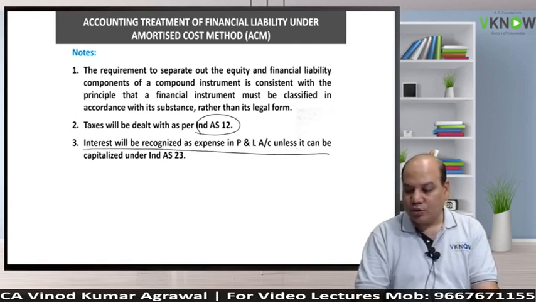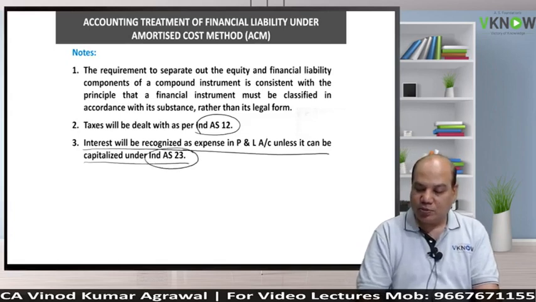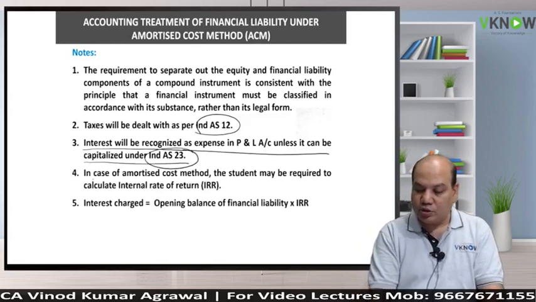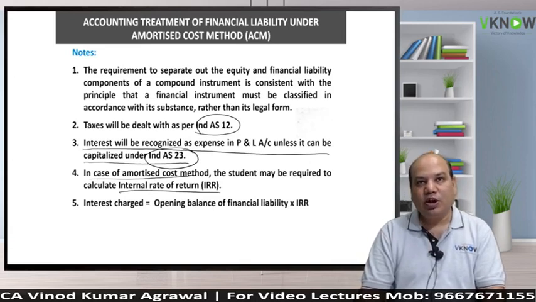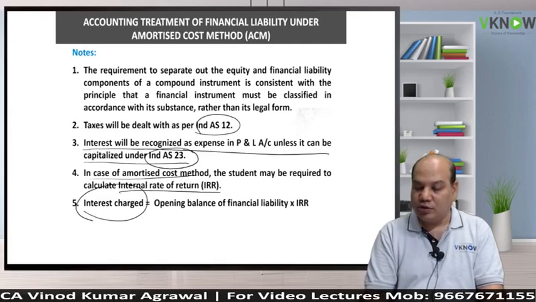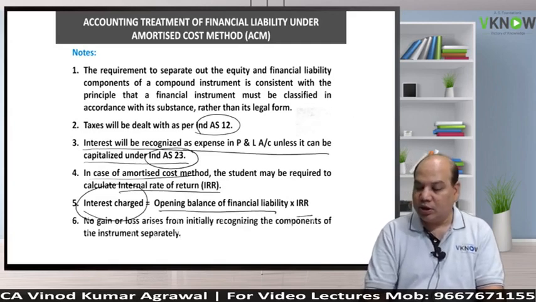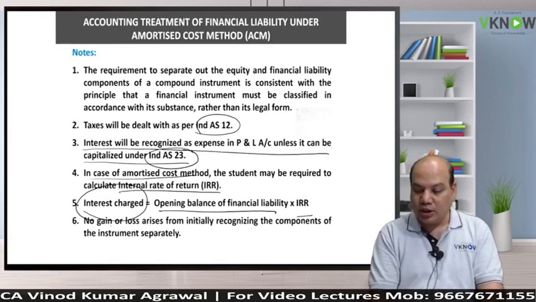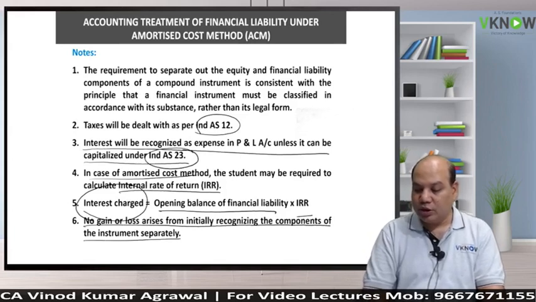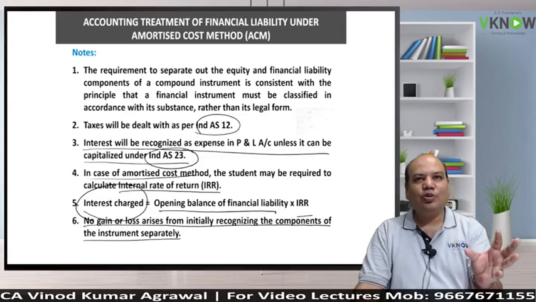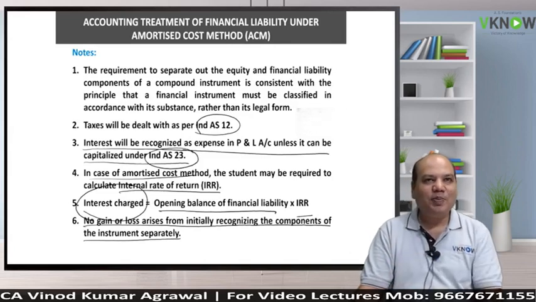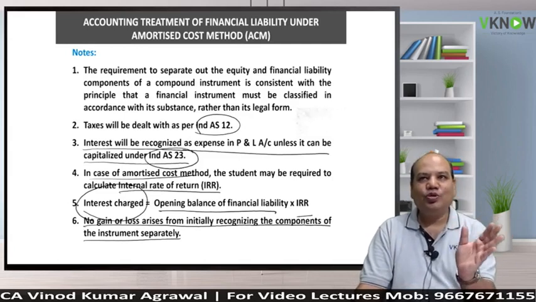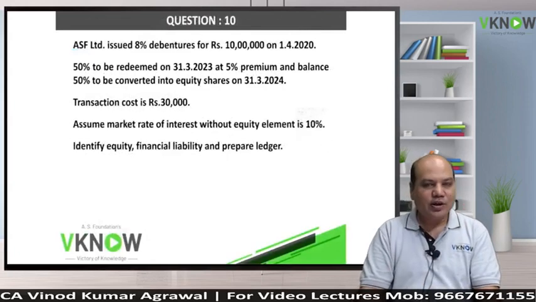What about the interest? As I have told you, usually transfer to P&L account. Capitalization is possible under Ind AS 23. If you are following amortized cost method, you may be required to compute IRR. Either it is given or you may be required to compute it. Interest to be charged to P&L account is equal to opening balance of financial liability multiplied by EIR or IRR, not the coupon payment. No gain or loss arises from initial recognition of the component of the instrument separately. So initial recognition will have no gain or loss. Sir, why? Because I have allocated that amount over financial liability and the balance amount I have allocated to equity. So where is the question of any balancing figure now? I have allocated the same amount over liability and equity. So no gain or loss arises on initial recognition.